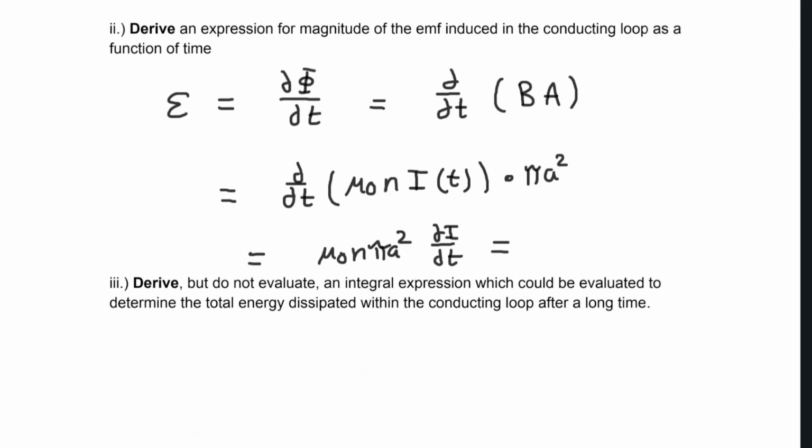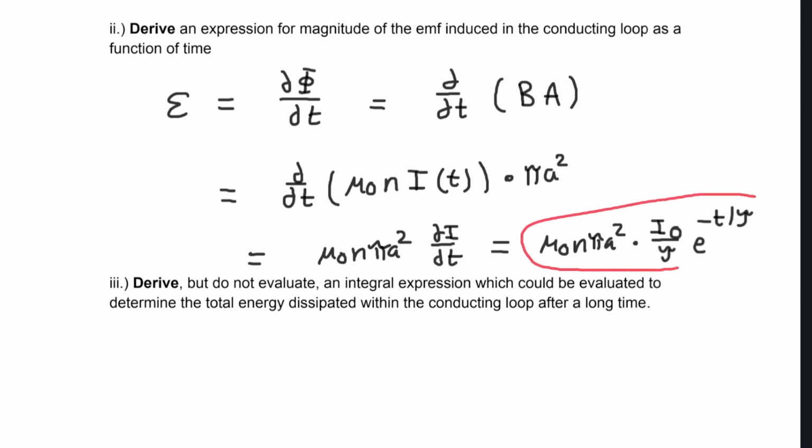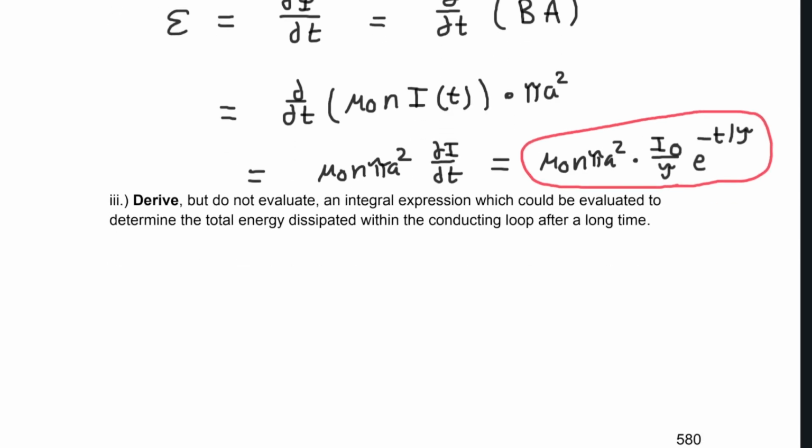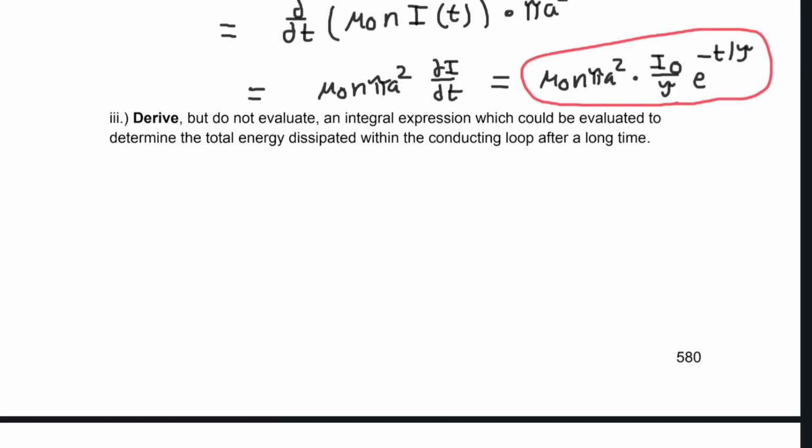We're going to get a lot of symbols here: mu naught n pi a squared times I0 over tau e to the minus t over tau. That is a lot of unique symbols. I don't know if this is the record yet, but we have 1, 2, 3, 4, 5, 6, 7, 8 adjacent letters.